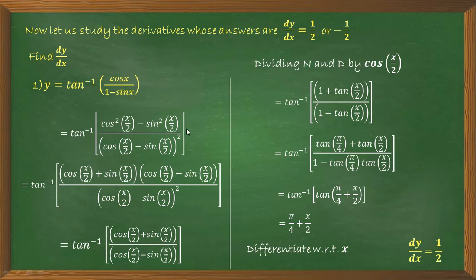So all these are special examples. Here the angle is x. If the angle is x, then we get the answer 1 by 2 after this adjustment. Now we will discuss a similar type of example. See the next example. Suppose y is equal to tan inverse of cos x upon 1 plus sin x. See, the previous example is y equal to tan inverse of cos x upon 1 minus sin x. Now what about this cos x upon 1 plus sin x?